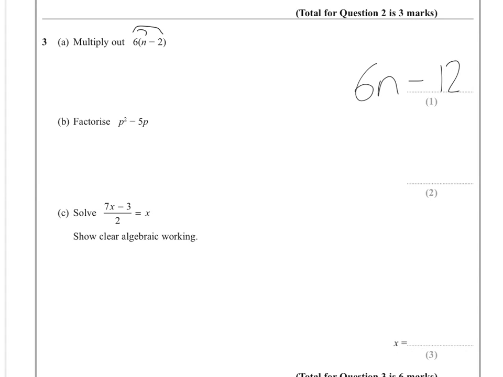Factorize. Well, a common factor is a p. P times p gives me p squared. P times minus 5 gives me minus 5p.